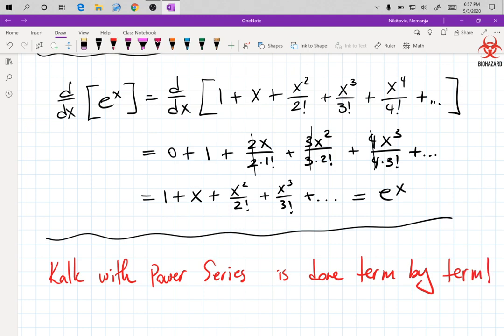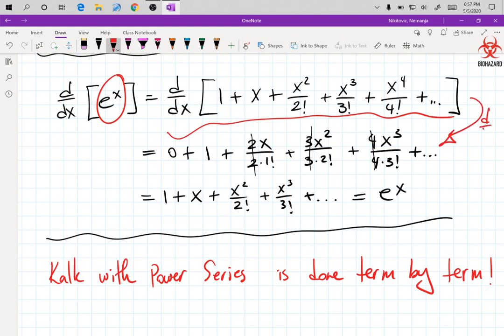That's it. So what have I done? I have some kind of a function, whether it's a basic or composite. The first order of business is to write it as a polynomial, and from this step to this step is where I actually did calculus when I differentiated.